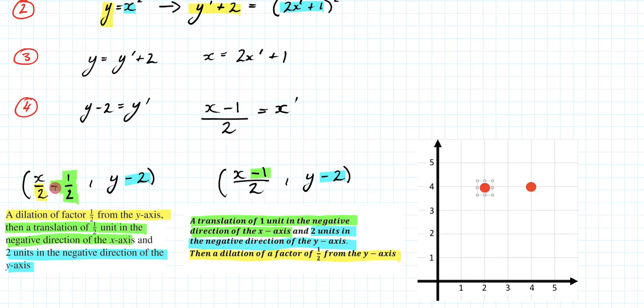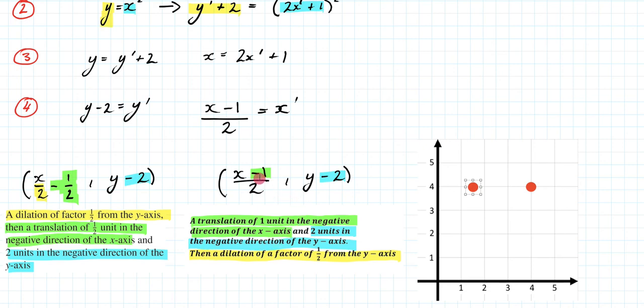Now, then I'm going to do a translation of half in the negative x direction. So that means I'm going to take it and move it a half. So a half would be there. So as you can see, I'm at 1.5. So that's one way to do it. Let's now do it this way.